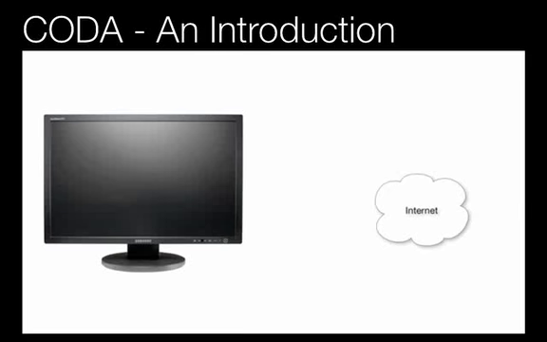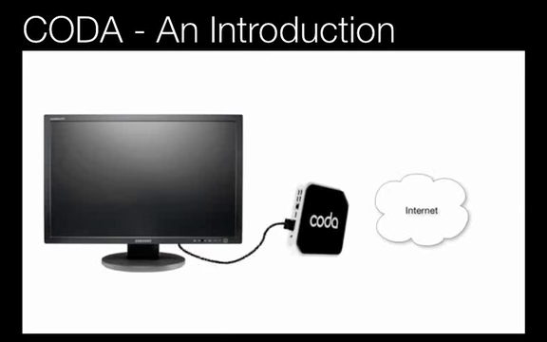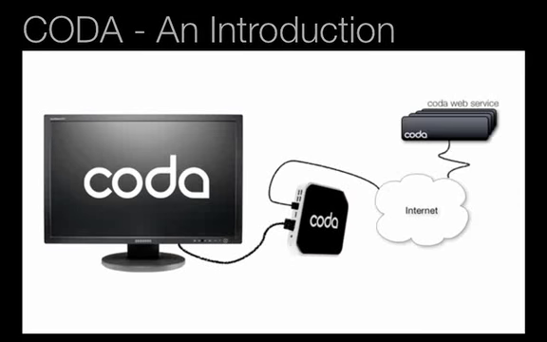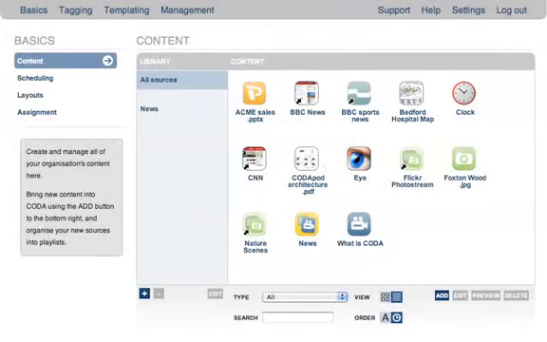CODA is about using the internet to put your content onto network-connected displays. The way you connect your display to the network is to use some CODA hardware, such as our CODA pod. You plug the display into the CODA pod, plug the CODA pod into the network, and turn everything on. And that's normally all you need to do from a hardware point of view, because everything else is configured very easily on the website. For the purposes of this introductory video, however, we'll assume that your CODA system is already up and running and you're ready to use it.